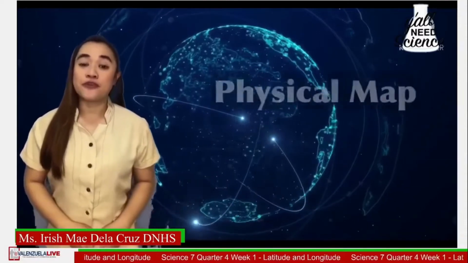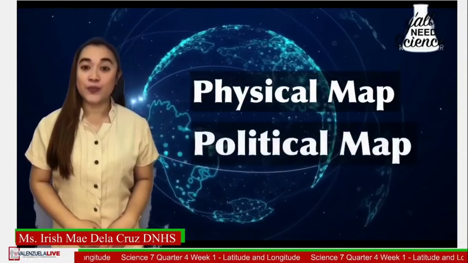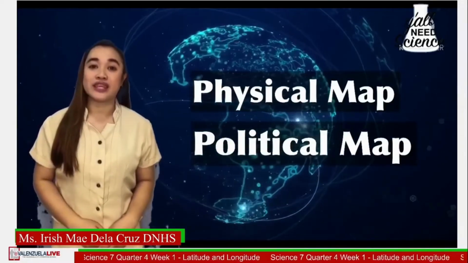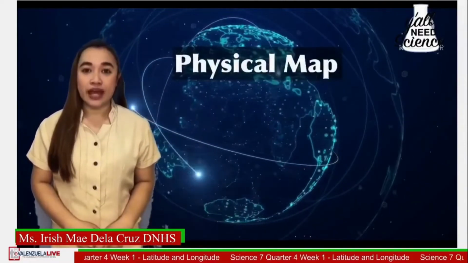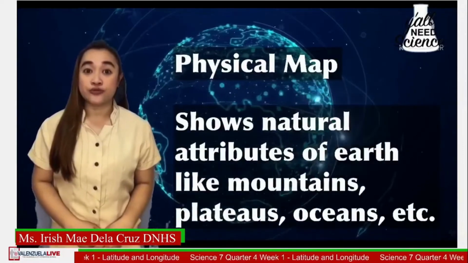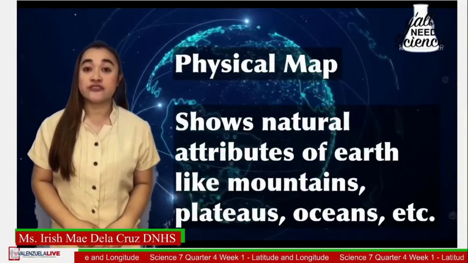In addition, we have several types of maps, and these are the following. We have a physical map. Next, we have the political map. The third one, we have the thematic map. Physical map, it is a type of map which shows natural attributes of Earth like the mountain, plateau, oceans, rivers, etc.